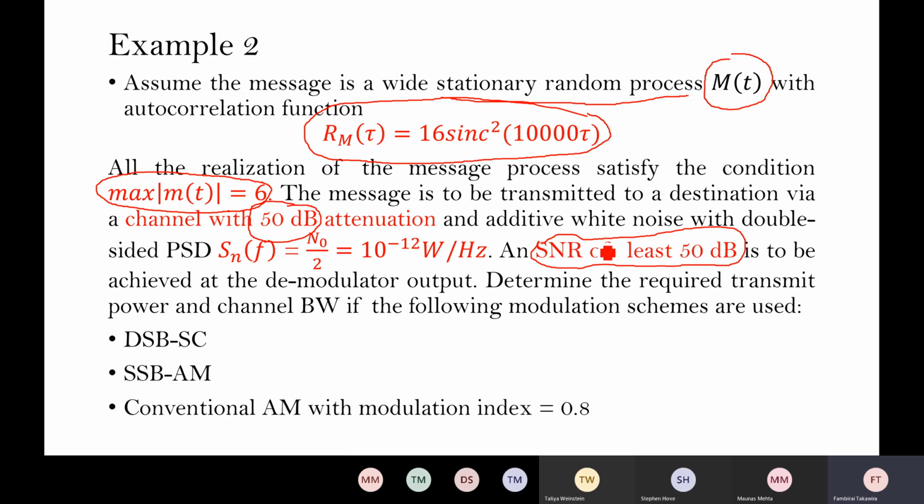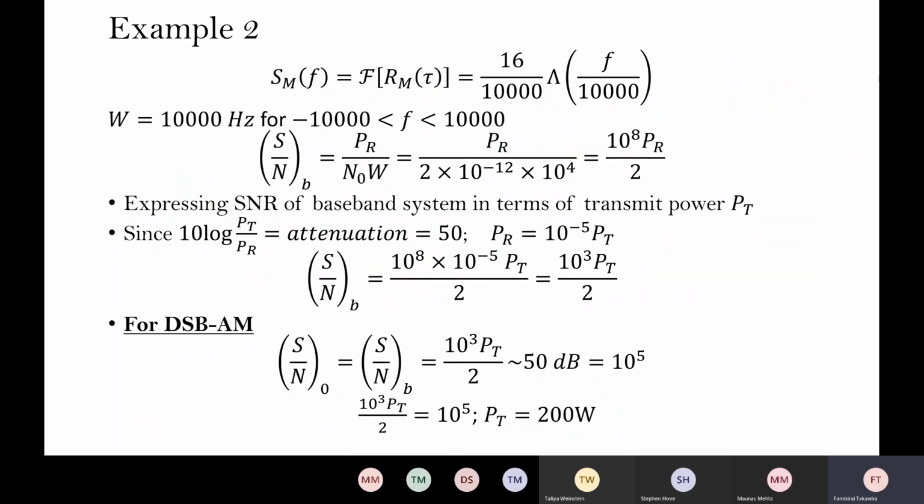So the question then says, determine the required transmit power and channel bandwidth for each of the following three schemes: DSB suppressed carrier, SSB, and DSB full carrier, or what is called conventional AM, with a modulation index of 0.8. Okay, right. So what do we know?